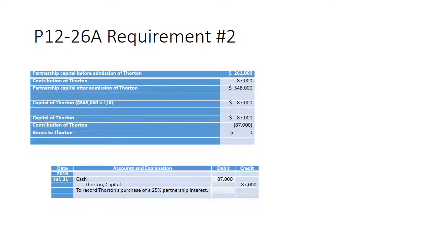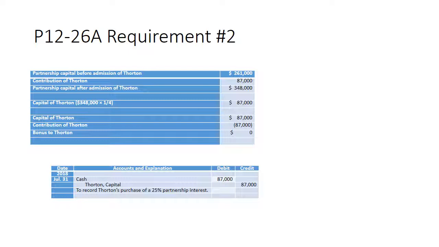In P12-26A Requirement number 2, the information given is that the partnership capital before admission of new partner Thornton is $261,000. Thornton contributed $87,000. Whenever an owner puts more assets into the business, it automatically increases equity. So the new partnership capital is $348,000.